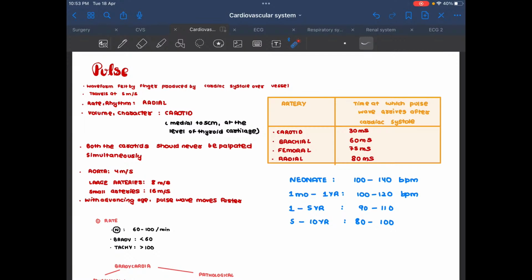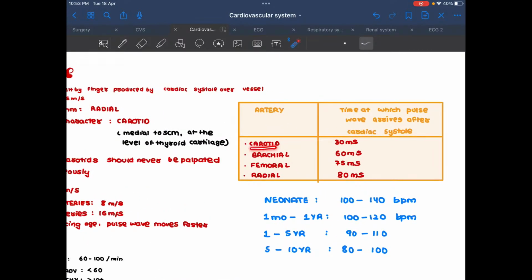When you have to see the rate and rhythm of the pulse, we basically go for the radial, and when we have to see the volume and the character of the pulse, we basically go for the carotid. And I think carotid हमें पता है, that's medial to the sternocleidomastoid at the level of the thyroid cartilage. We can palpate it against the Chassaignac's tubercle. ठीक है, and just see कि हमारा we're having different arteries and we are going to see after the cardiac systole how much time it is going to take for the pulse waveform to reach it. ठीक है, so let's see.